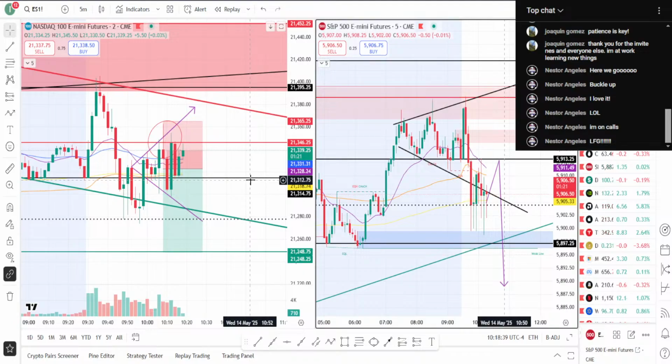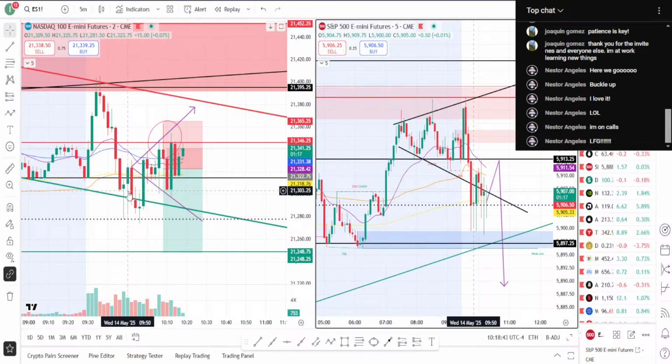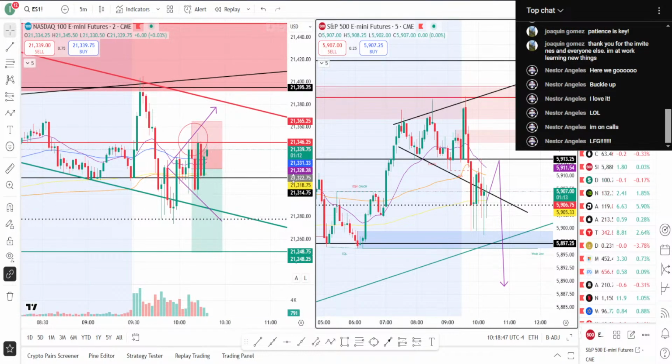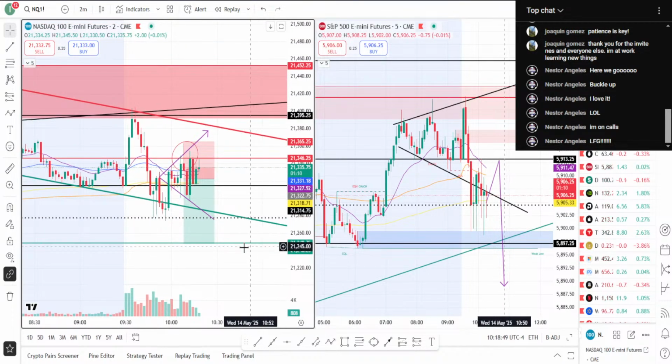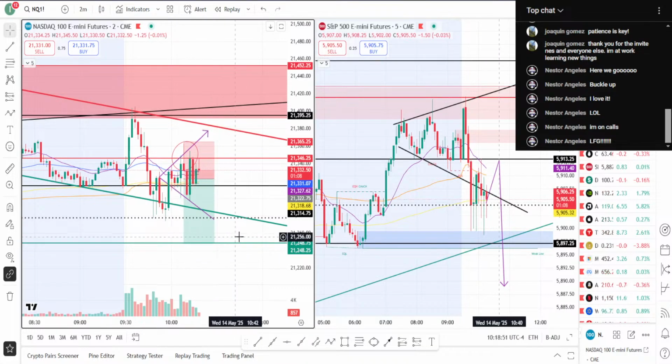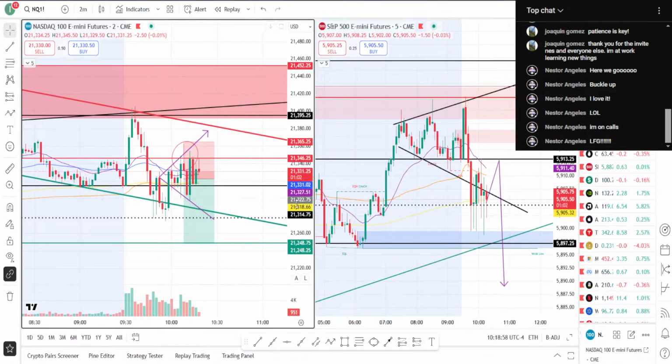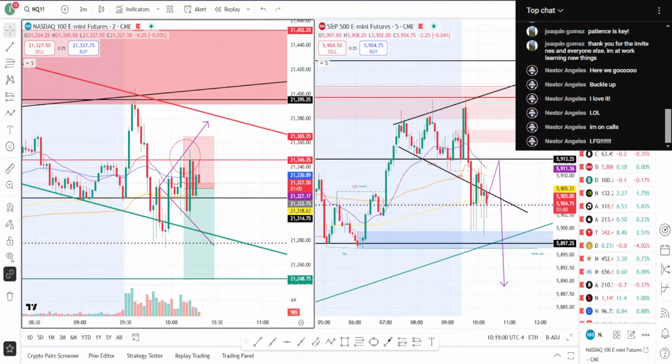Turning into a chop fest now. Both buyers and sellers want to take control here, and neither of them got it really. So be careful here, because now what was looking like a short is now looking like a 50-50 type of situation.